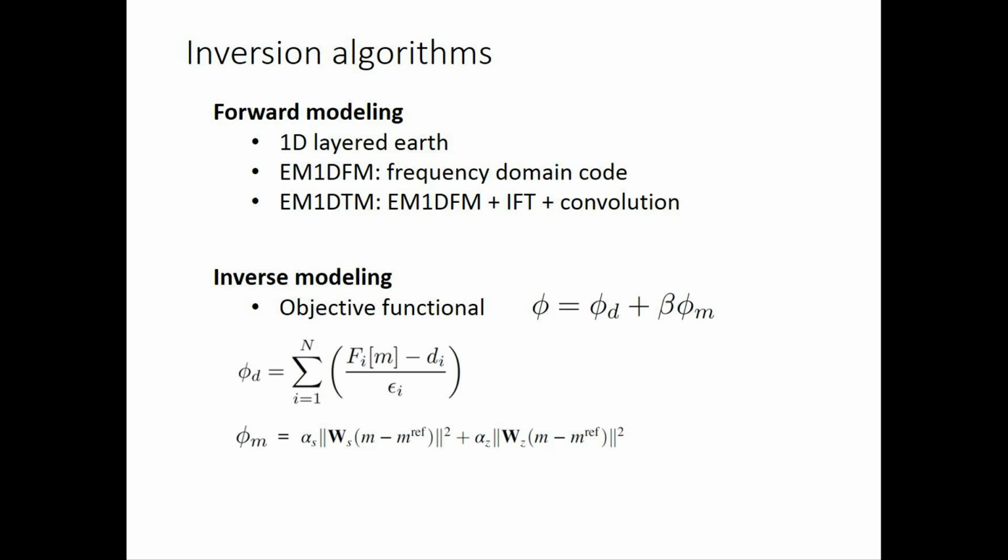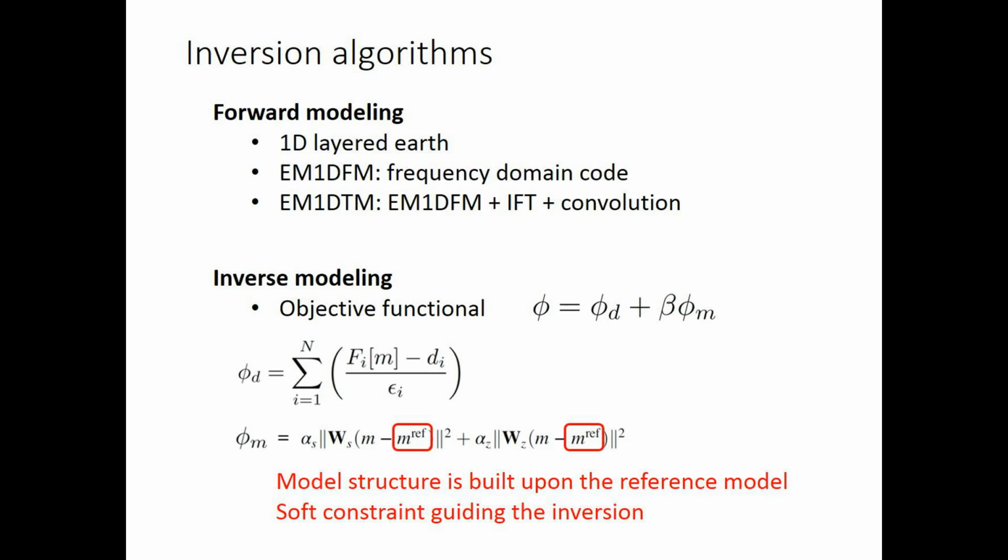Just to draw attention to a little term here called m_ref. This is something we use as a reference model in the inversion. Basically what it says is that whatever structure we build in the model, we build upon the foundation of the reference model. A reference model is essentially a soft constraint in the inversion, able to guide the inversion in a particular direction. So you have a slope here as a background or reference, and you just find finer scale structure based on that slope. This just gives a general guidance in the inversion.